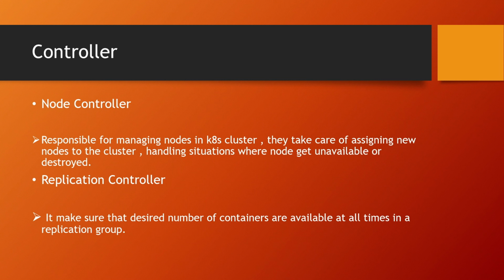Okay, the next is the replication controller. Replication controller makes sure that the desired number of containers are available at all times in the replication group. So if you are setting the number of replicas as 4, then 4 instances of your application need to be deployed on your Kubernetes cluster. The replication controller will continuously monitor the number of replicas, and if any one of the replicas is down, it will try to make it up on some other worker node or whatever way it can.